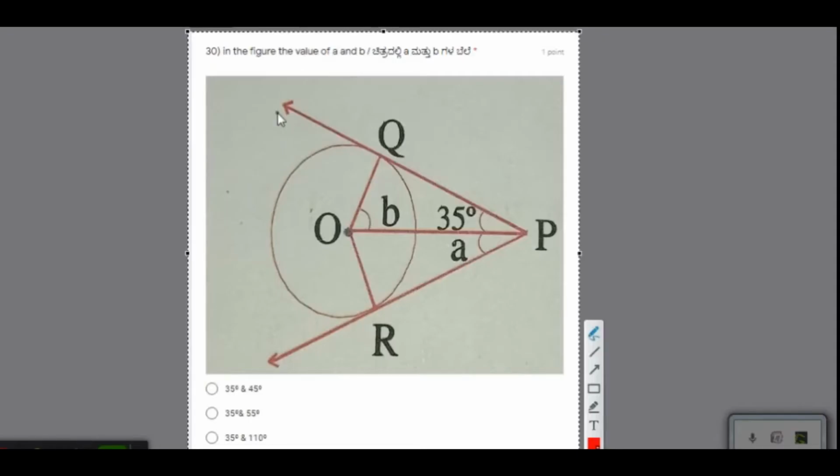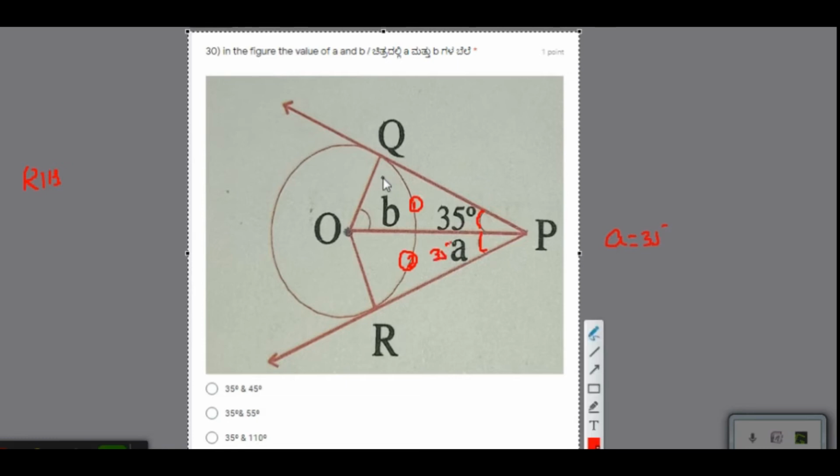30th question. In the figure, the value of A and B is. So clearly, these two triangles are congruent to each other. The names of the triangles are AQP and ORP. They are congruent to each other based on the RHS axiom. So if these two triangles are congruent, this angle and this angle will be equal. If this is 35 degrees, angle A will also be 35 degrees. So this is also 35.